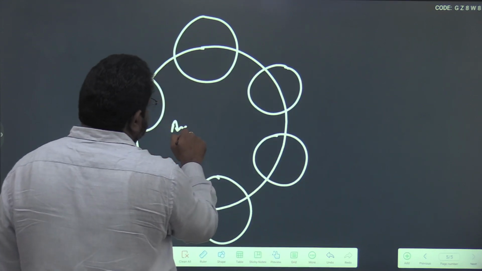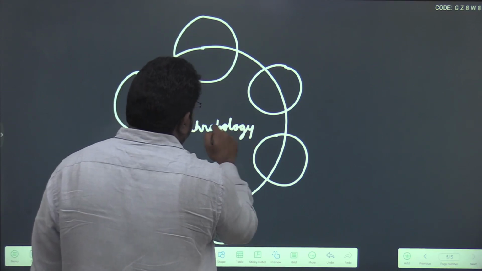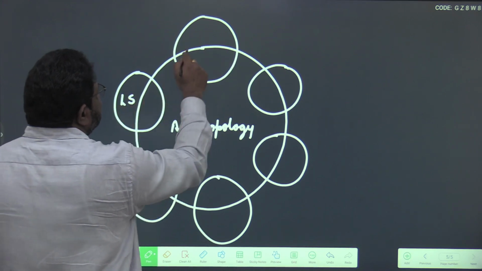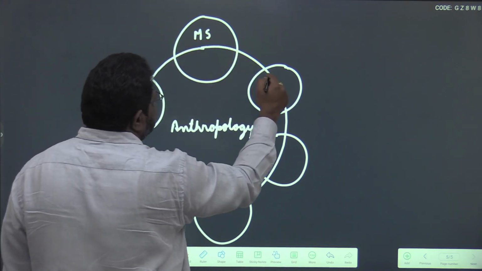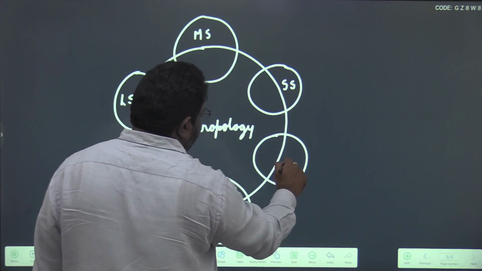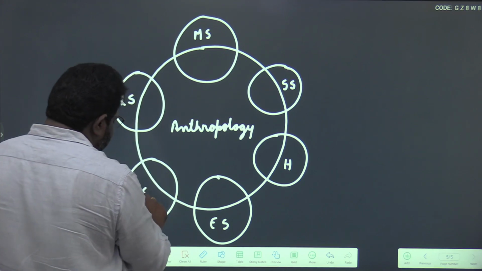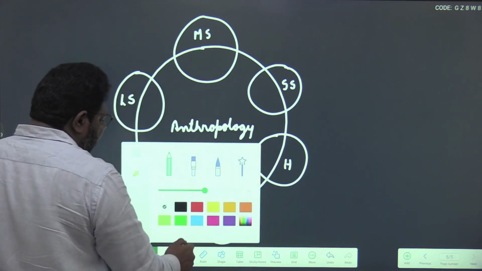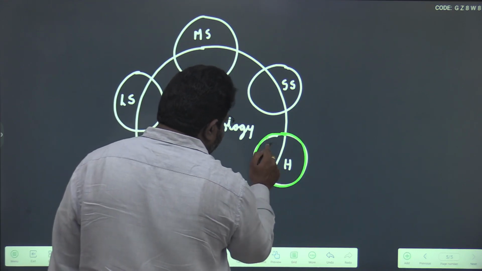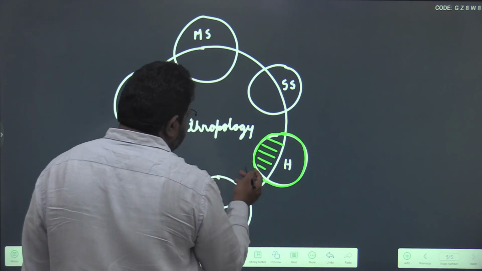So if this is anthropology, it has relationship with other disciplines like life sciences, medical sciences, then you have social sciences, you have humanities, earth sciences, and behavioral sciences. Now we can highlight this one to show that we are similar as well as dissimilar.